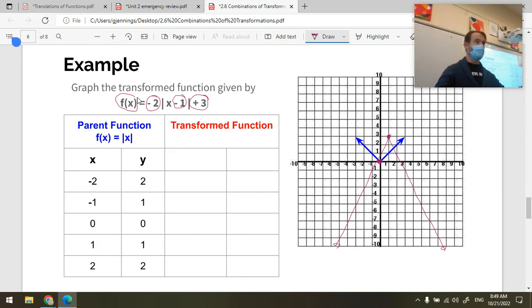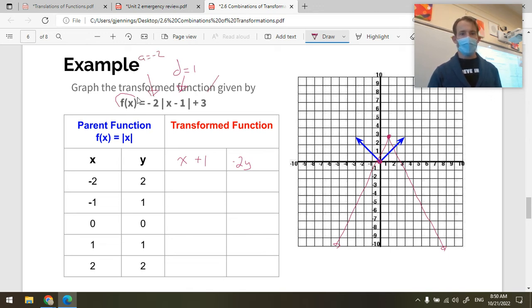Now let's work point by point to see what happens. Okay, (-2, 2). So what happens for our transformation functions? Well, our x values are just going to be x plus 1 because d is equal to 1 there. And then y values, well, we're going to multiply our y values by -2 because a is -2. And then we're going to add 3 to them because c is 3. All right, let's try it.